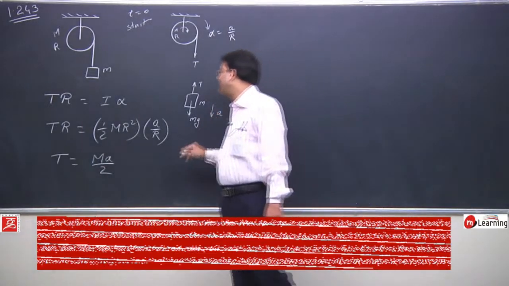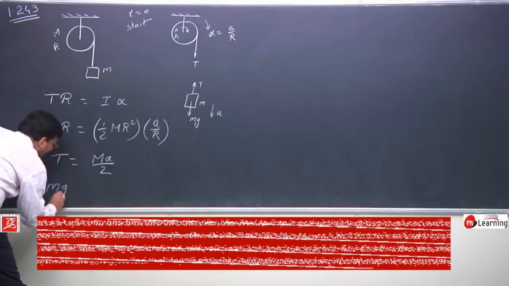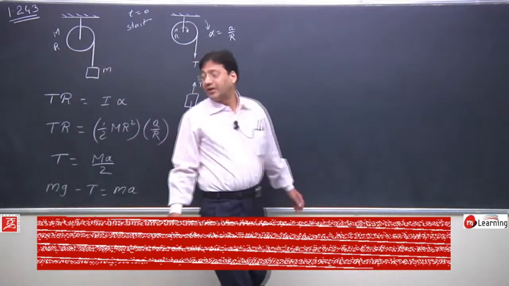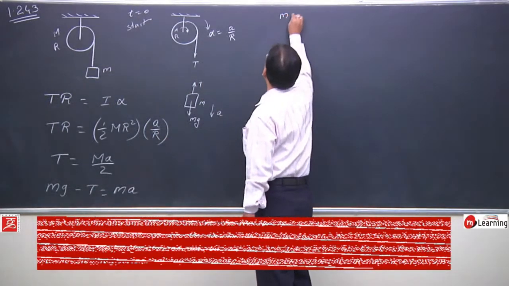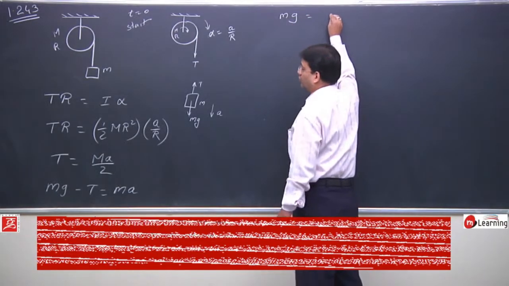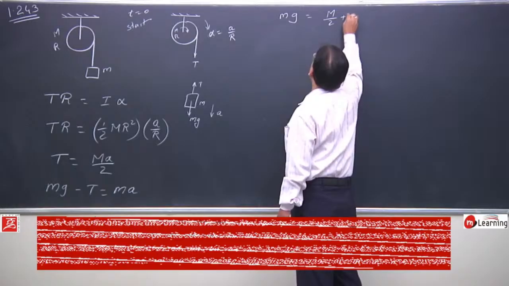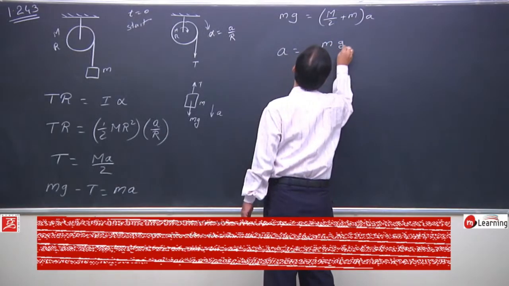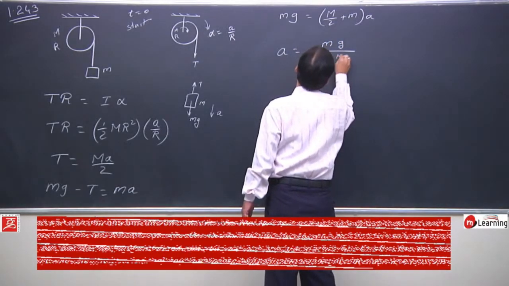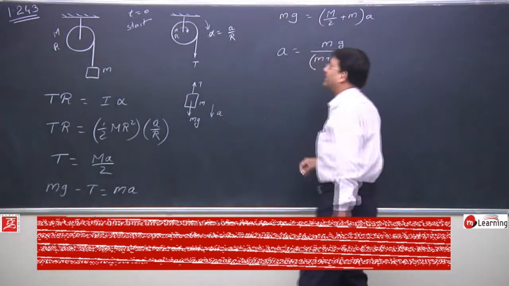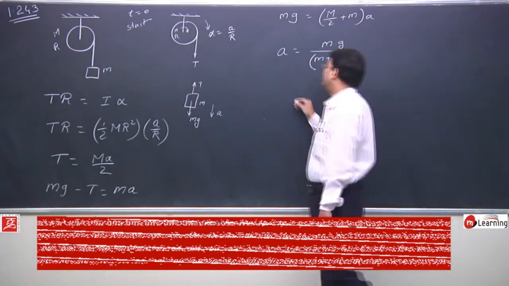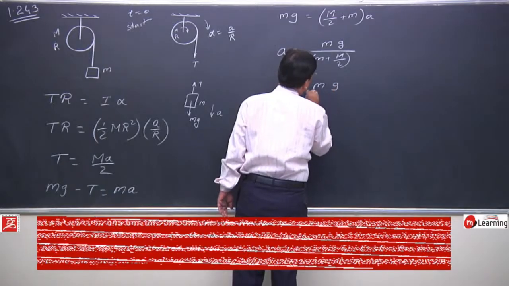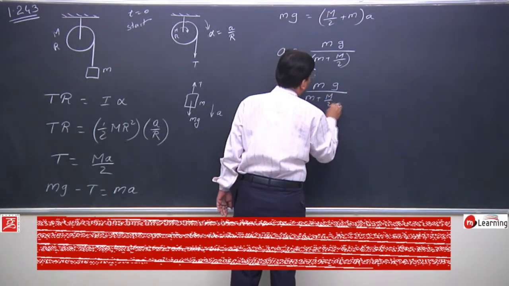And then for this block there is tension T and mg, and it's accelerating in the downward direction with acceleration a. So mg minus T is equal to ma. In order to solve, I will add the two equations and I will get mg is equal to M by 2 plus small m into a, or acceleration is equal to mg upon small m plus capital M by 2. This is acceleration and it's constant. Angular acceleration is mg upon small m plus capital M by 2 into r.